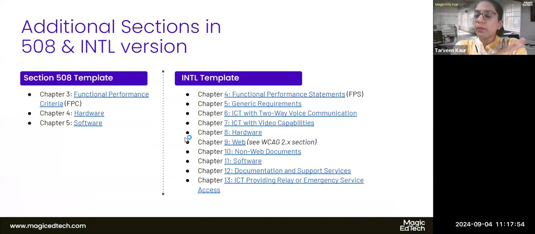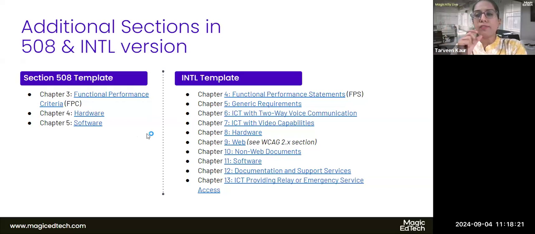Now, when we talk about the standard template, we have 4 different templates as we talked about. In Section 508, you will see 3 more chapters getting added, which you need to fill in based on what product type you are reviewing. First one is chapter 3, functional performance criteria, which talks about how your product is stable for different types of user personas and disabilities.